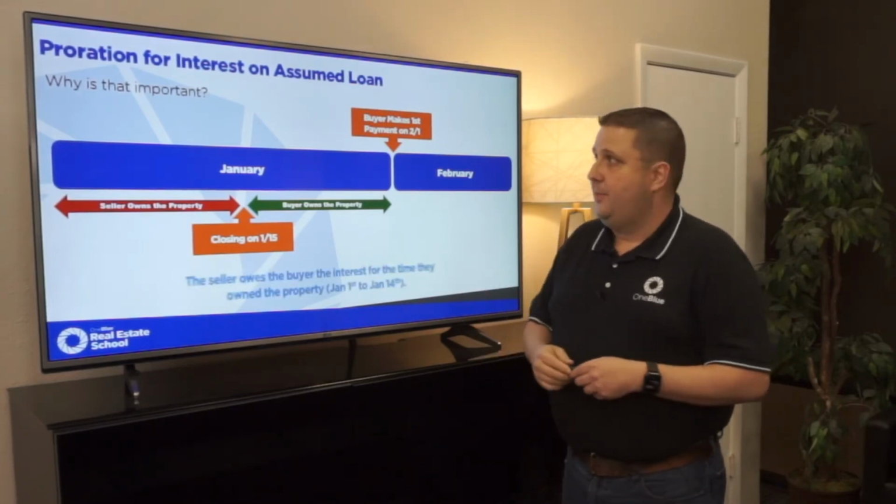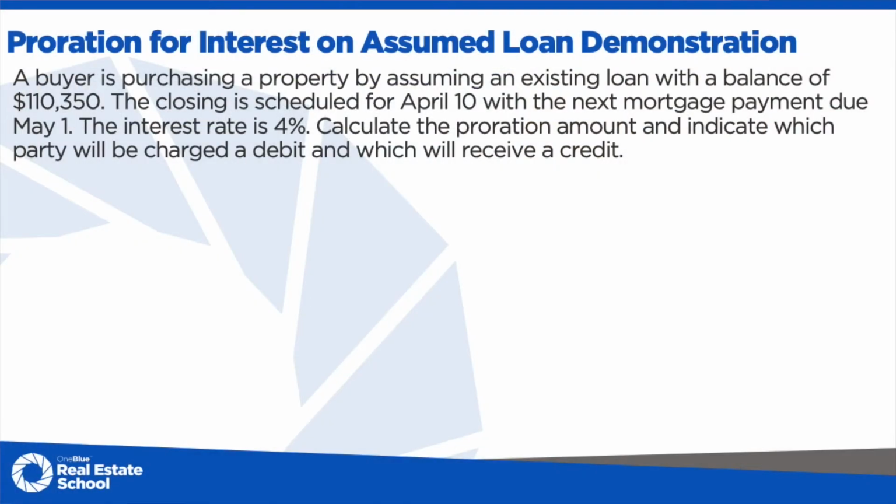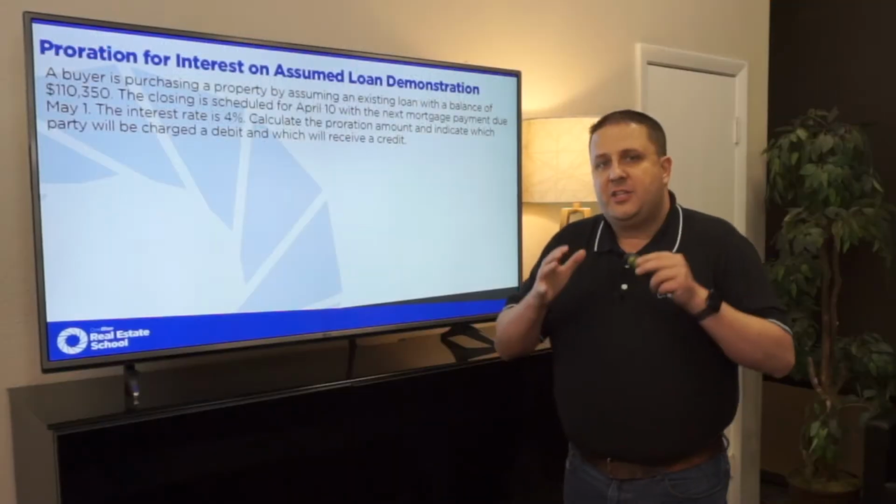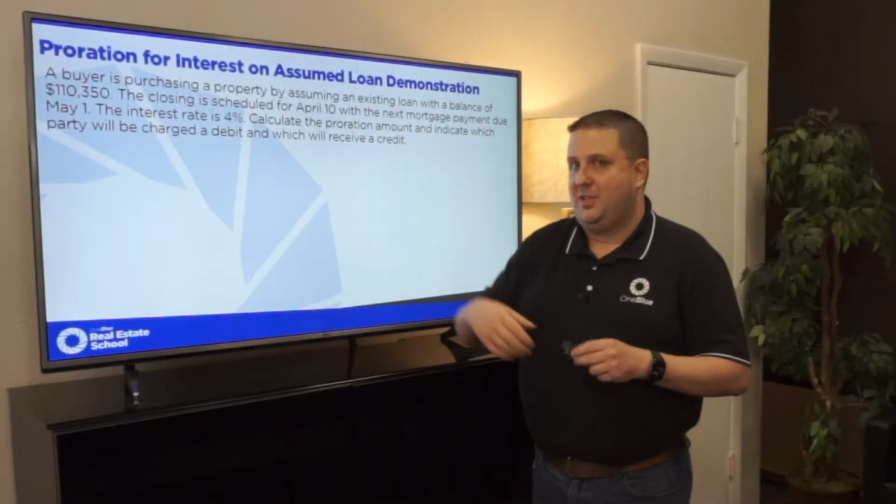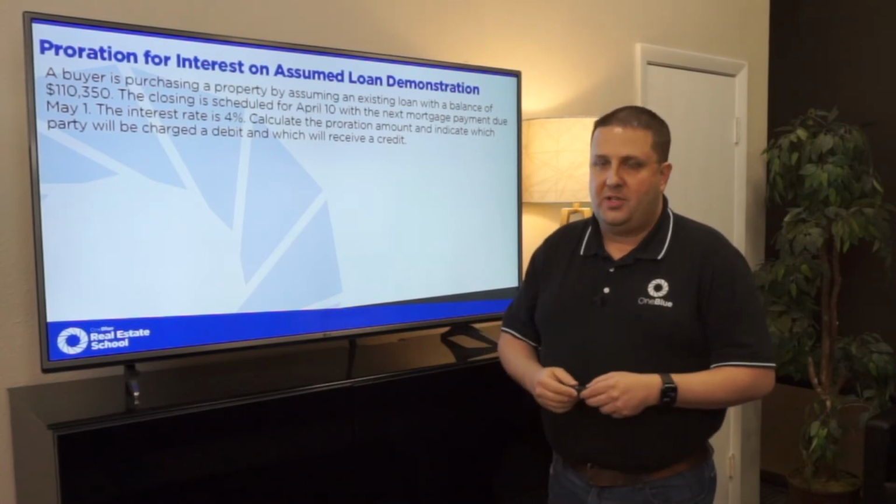So let's look at a sample exam question. A buyer is purchasing a property by assuming an existing loan with a balance of $110,350. The closing is scheduled for April 10th with the next mortgage payment due May 1st. The interest rate is 4%. Calculate the proration amount and indicate which party will be charged a debit and which will receive a credit. Now it's important to remember that our interest percentage is always an annual percentage.